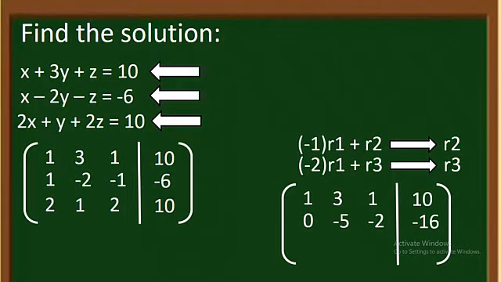Next, we have to multiply row 1 with -2 and add to row 3 to get row 3. So we have -2 times 1 is equal to -2, add to 2, that is equal to 0. -2 times 3 is -6, plus 1 will be equal to -5. -2 times 1 plus 2 is equal to 0. And -2 times 10, that is equal to -20, -20 plus 10, that is -10. So we arrive at this solution.